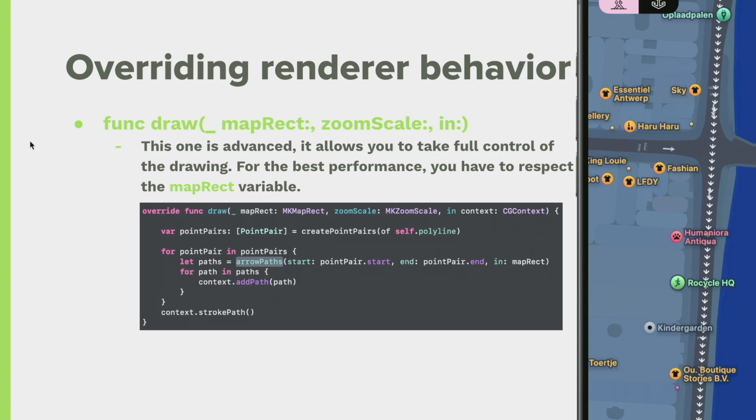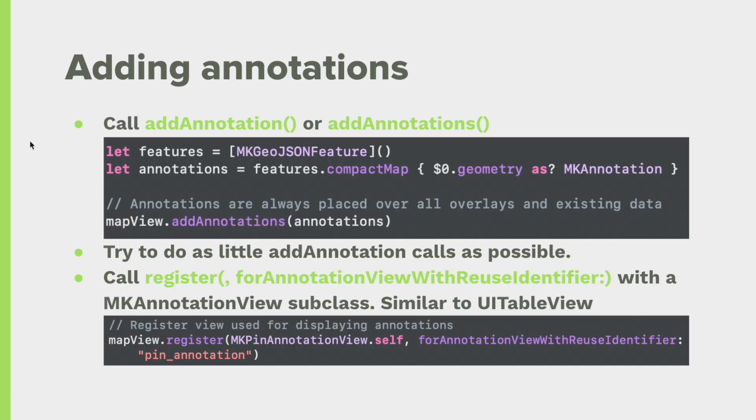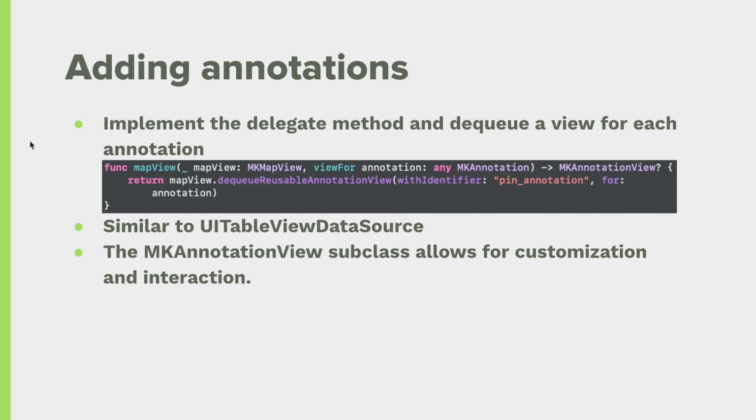So that's it for the shapes. Now we get to the simple annotations. Some people that have worked with MKMapView are already pretty familiar with annotations. You just call add annotation, or add annotations, implement the view, or you register the view just like UITableView, and then implement a view and return it using the dequeue function from the delegate. Now you have your annotations, and you're showing annotations on the map basically.